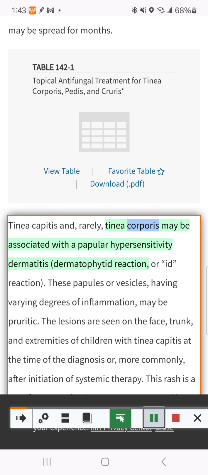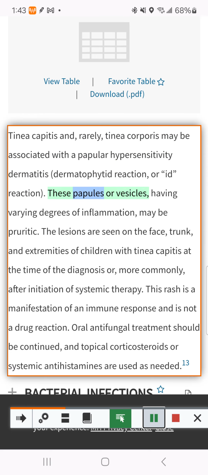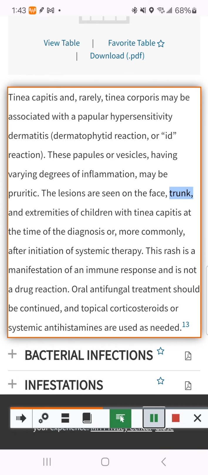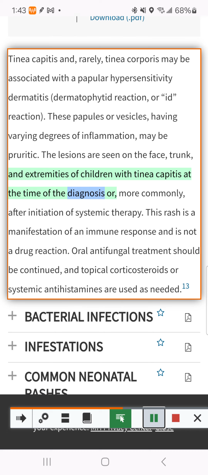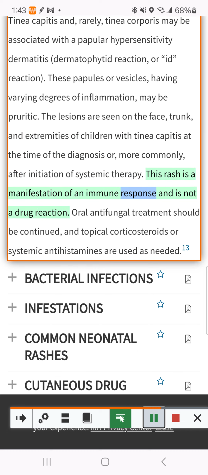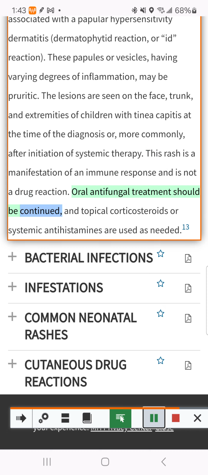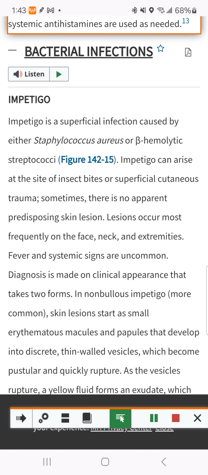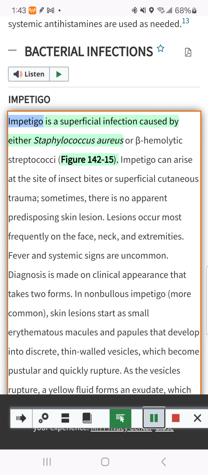Tinea capitis and, rarely, tinea corporis may be associated with a papular hypersensitivity dermatitis, dermatophytid reaction, or id reaction. These papules or vesicles, having varying degrees of inflammation, may be pruritic. The lesions are seen on the face, trunk, and extremities of children with tinea capitis at the time of the diagnosis or, more commonly, after initiation of systemic therapy. This rash is a manifestation of an immune response and is not a drug reaction. Oral antifungal treatment should be continued, and topical corticosteroids or systemic antihistamines are used as needed.